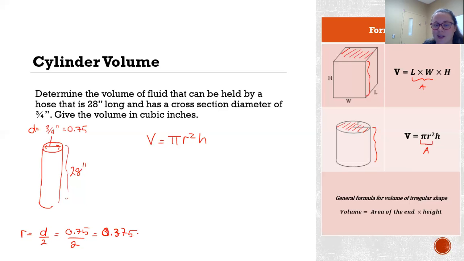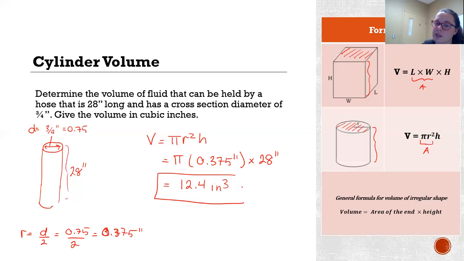0.375 inches. So we're going to plug that in. Pi times 0.375 inches times our height of 28 inches, and just multiply the three of them together, and we'll find that we have 12.4 inches cubed of fluid capacity inside of that hose.